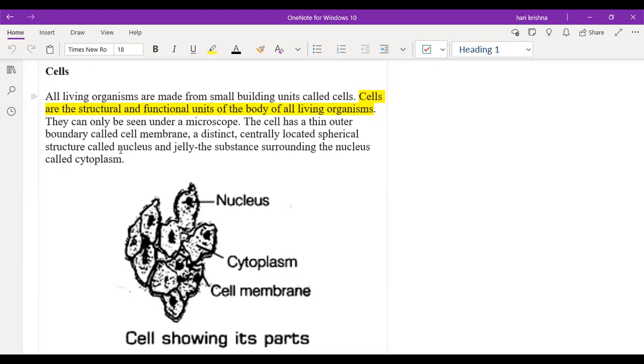Does ATP mean energy, or does it carry energy? ATPs are the energy molecules. Whenever the cell wants energy, it will break the ATP so that it will get the energy.